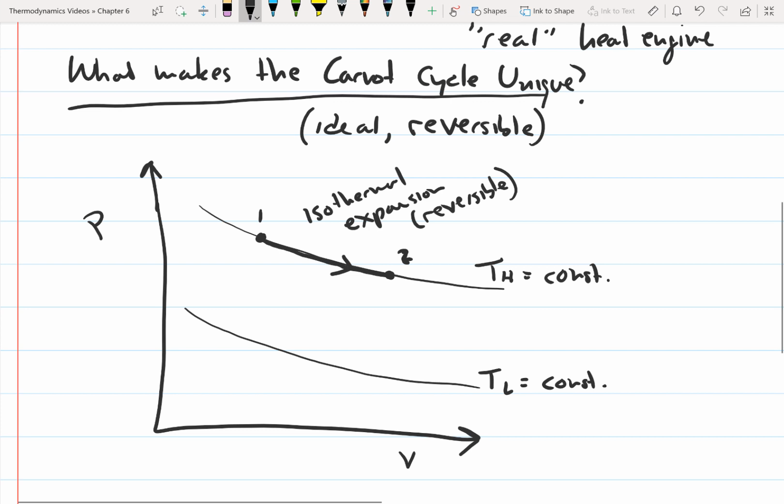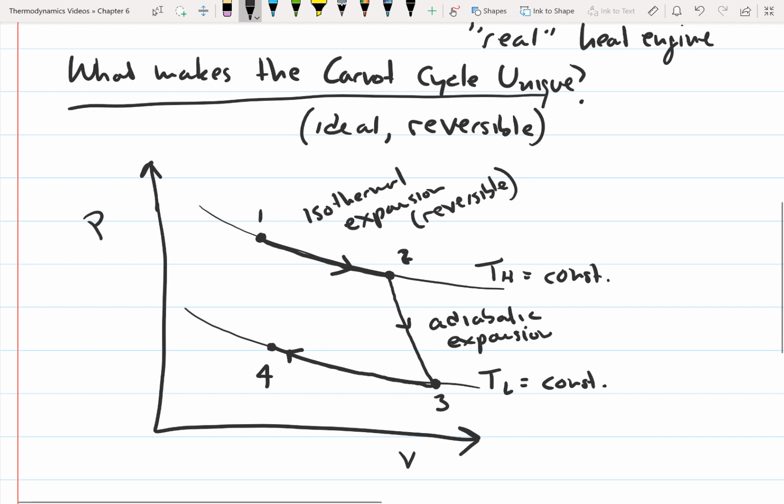Let's draw the next steps. So next we're going to go to state 3, so that's here. And so we're moving along this path. And this is where our system is still expanding, because the volume is still getting larger. So this is going to be adiabatic expansion. And then let's say that we move back to, so here's state 4. So we're going to move back along this low temperature isotherm. And so now we're compressing our system.